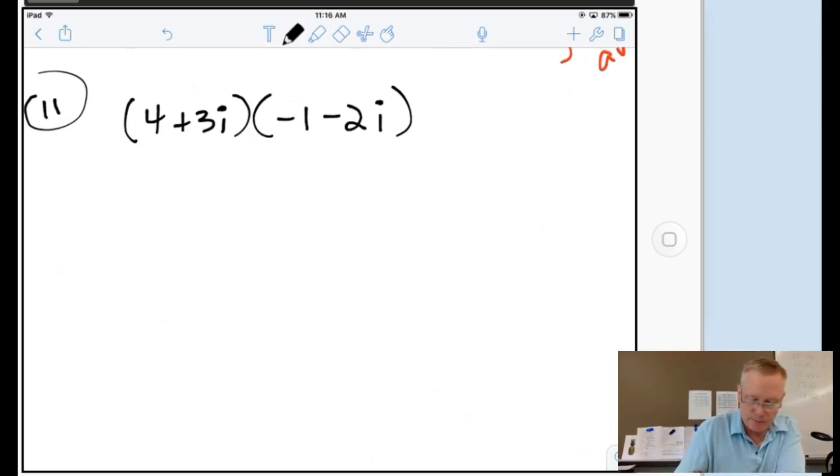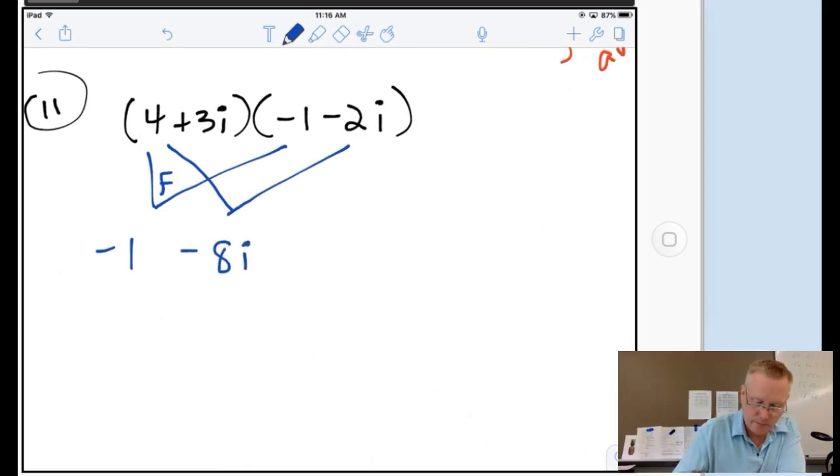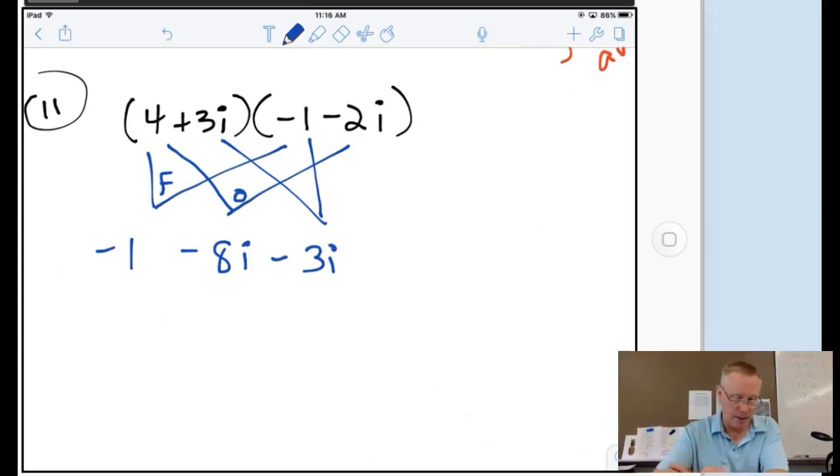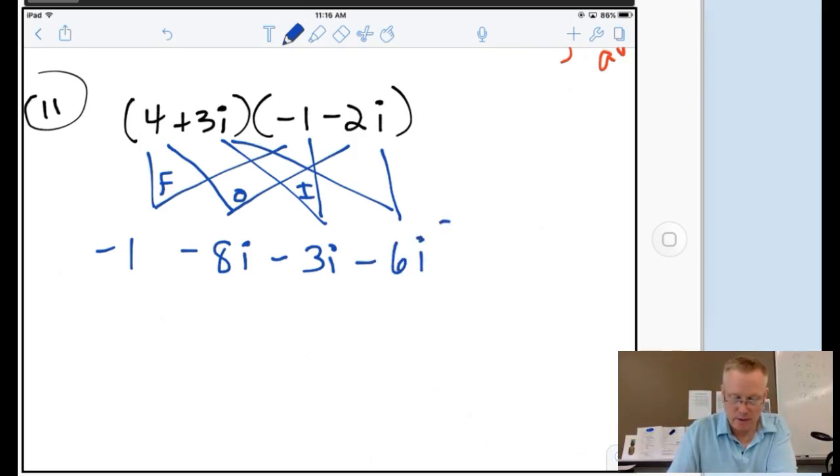If I do it by FOIL, I get 4 times negative 1, which is negative 4. Outside is 4 times negative 2i, which is negative 8i. Inside is 3i times negative 1, which is negative 3i. And the last will be the 3i and the negative 2i. Positive times negative is negative. 2 times 3 is 6. i times i is i squared.